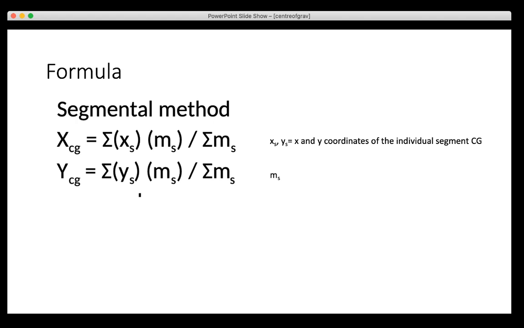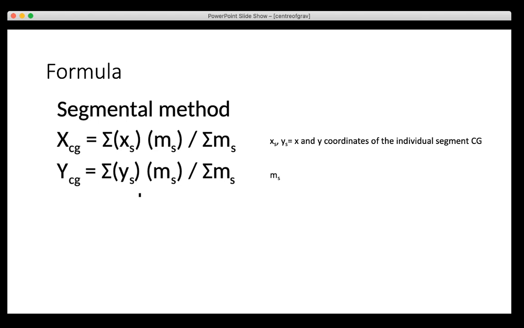Just simply by the summation of x times m over the summation of m. So what are x and y? These are the x and y coordinates of your individual segments. For each body segment you have to make coordinates like x and y. You have to locate them, and then sum them after multiplying with their individual masses. For example, you have one arm, hand, head. So there are 3 segments. For each segment you have to locate the x axis as well as the y axis.